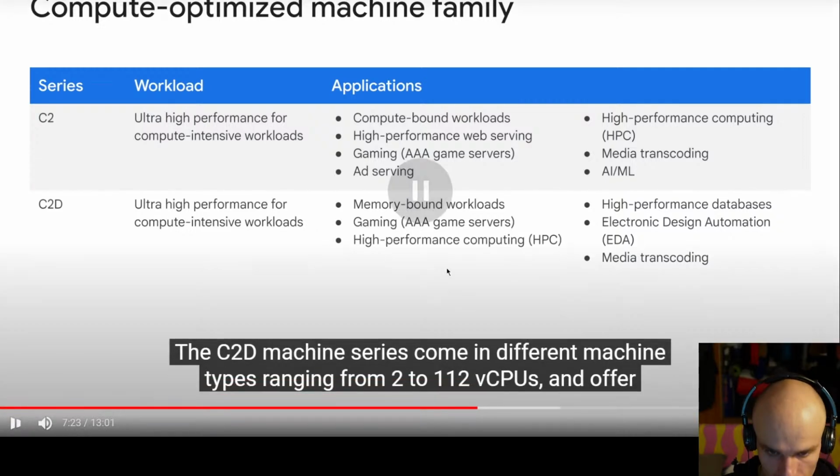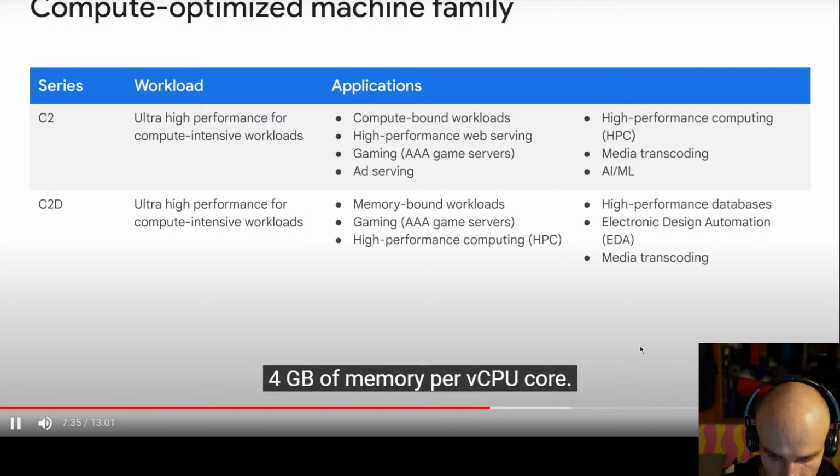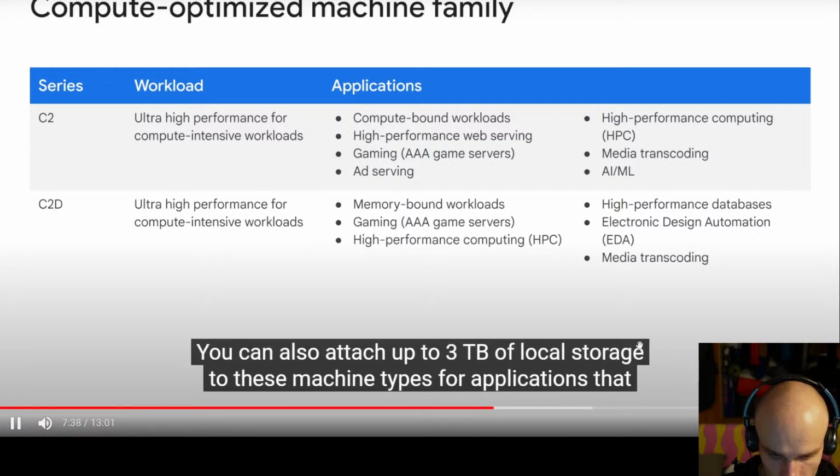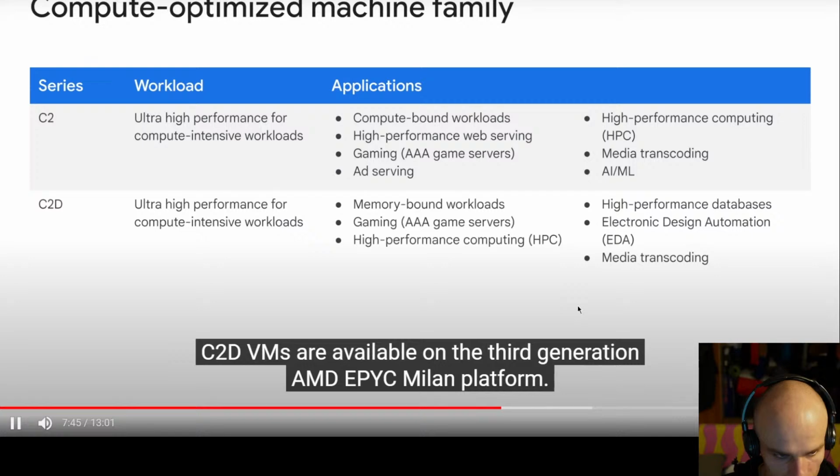The C2D machine series is also suited for electronic design automation. It comes in different machine types ranging from 2 to 112 virtual CPUs and offers 4 GB of memory per CPU core. You can also attach up to 3 TB of local storage to these machine types for applications that require higher storage performance. C2D VMs are available on the 3rd generation AMD EPYC Milan platform.